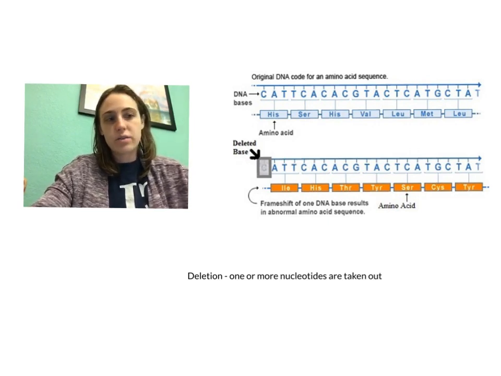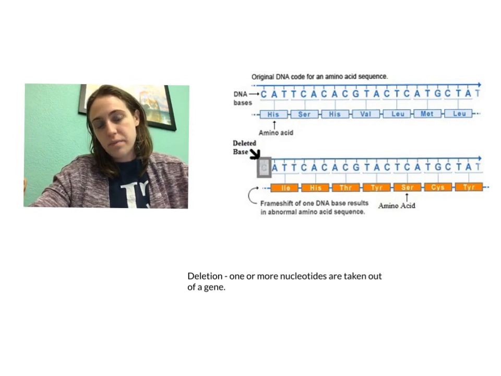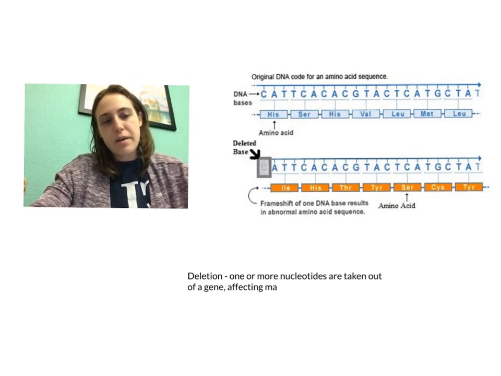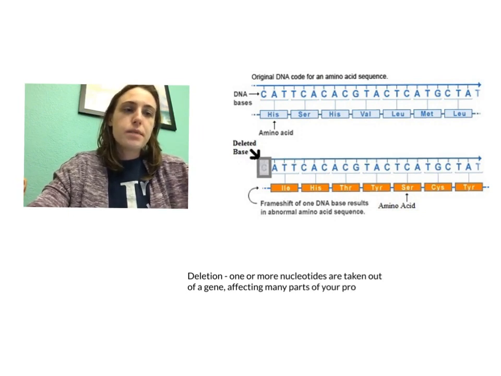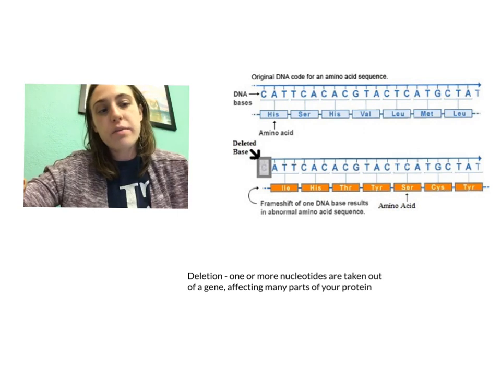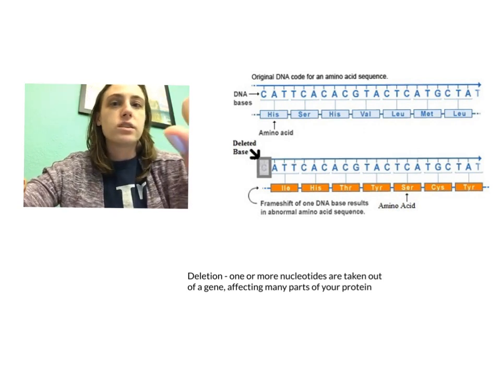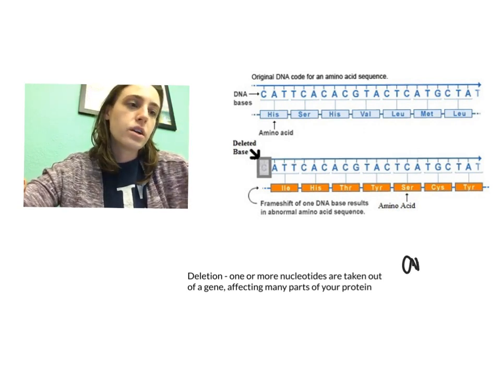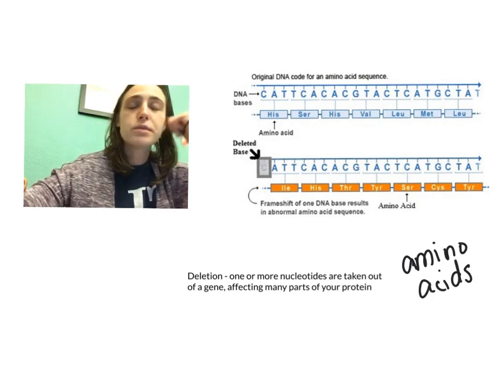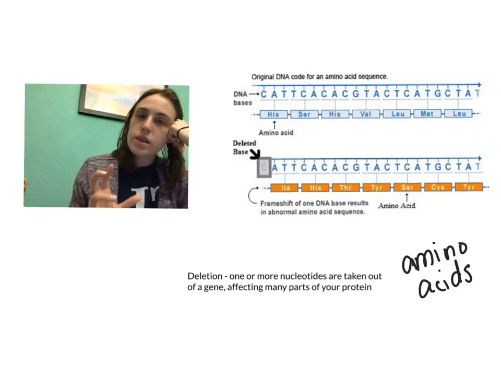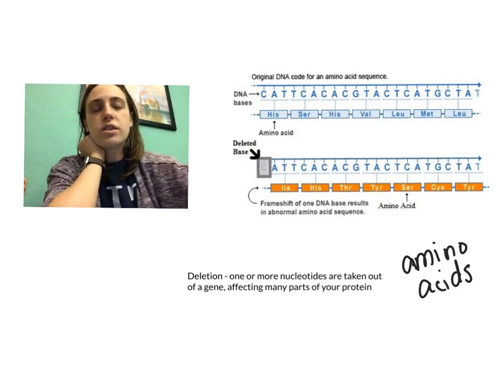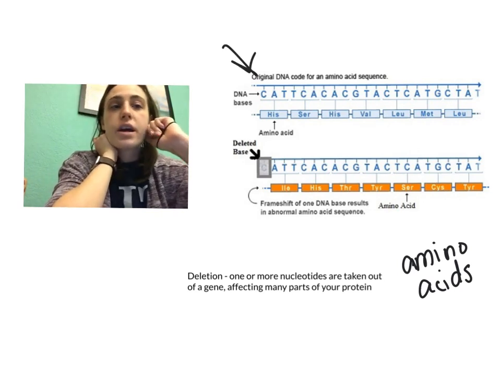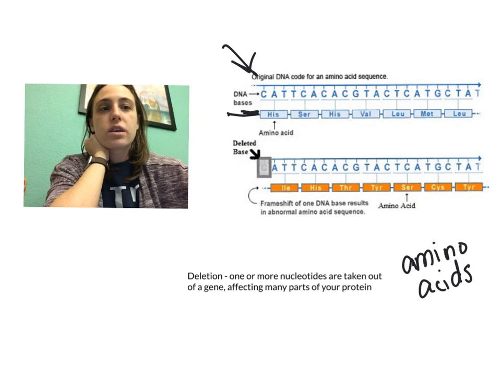are taken out of a gene, affecting many parts of your protein. And I'm saying parts here in these definitions, but what I really mean is actually amino acids. So amino acids are what we call the little ingredients here that you're seeing there. So we're changing the types of ingredients and we're changing when they happen essentially. So let's look at our DNA segment here. So this is your original at the top like we had before. And you can see your original protein ingredients are listed here.